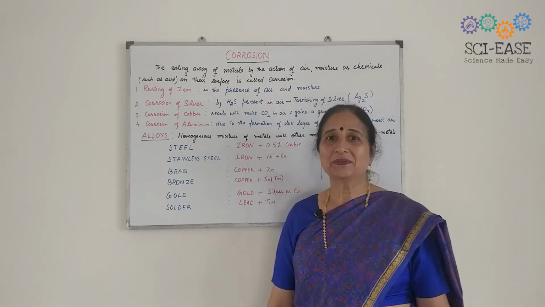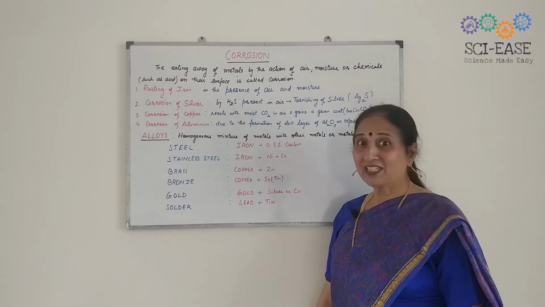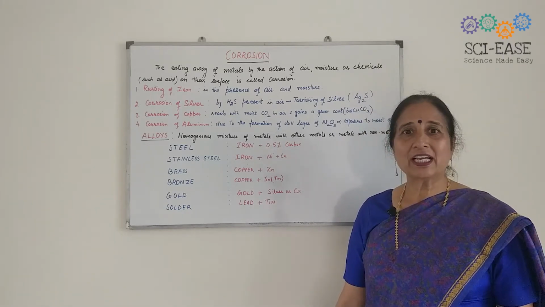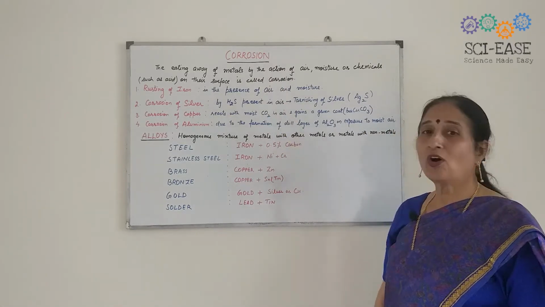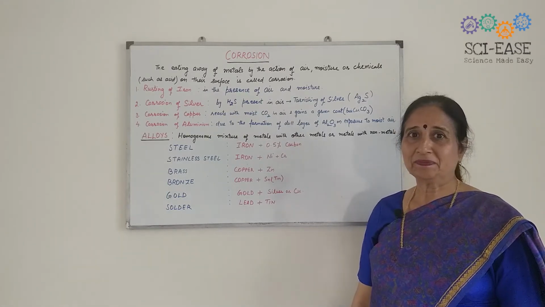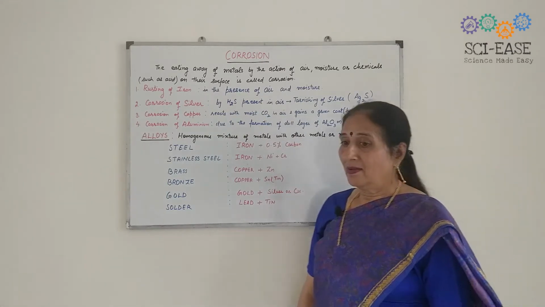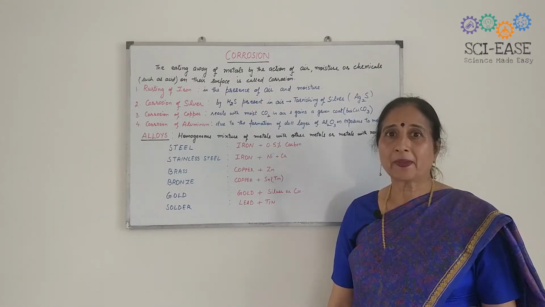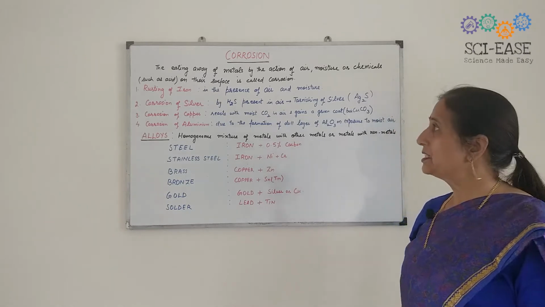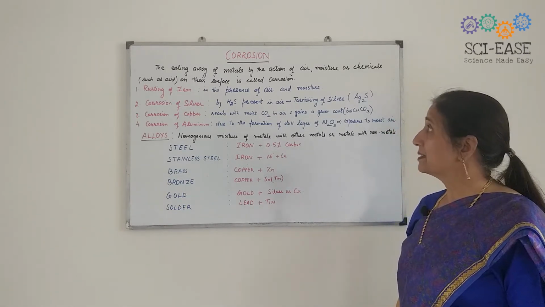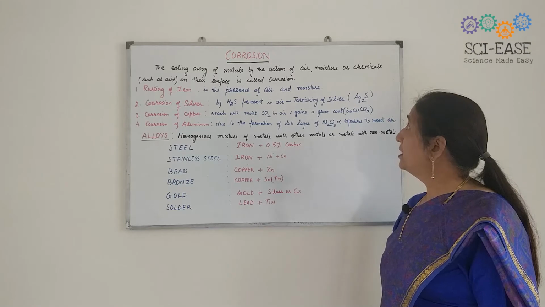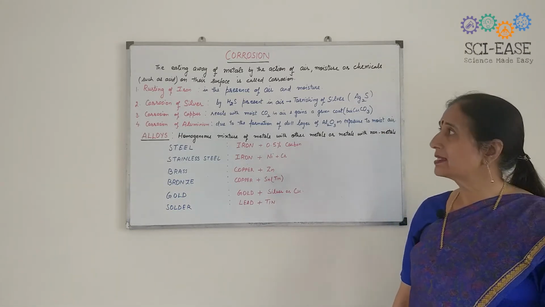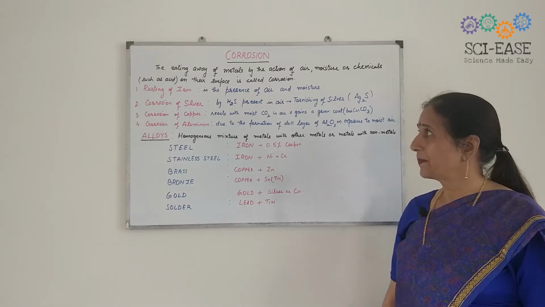In this video, which is the last video of this chapter, I will tell you about corrosion of metals. In the chemical reaction chapter, we discussed this. What is corrosion? I will repeat. The eating away of the metals by the action of air, moisture or chemicals such as acids on their surface.